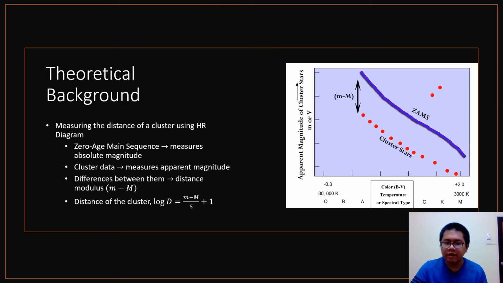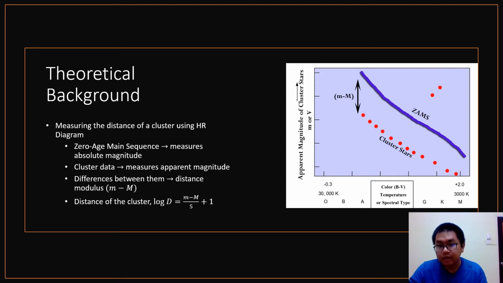First, let's look at the theoretical background of my study. How are we going to measure a distance using the HR diagram? Well, first we have the zero-age main sequence. This will measure the absolute magnitude, which will serve as our reference point in our study.